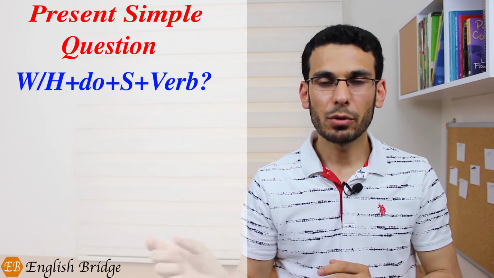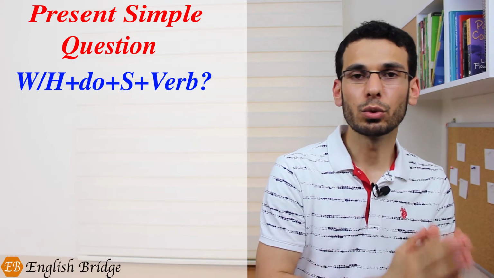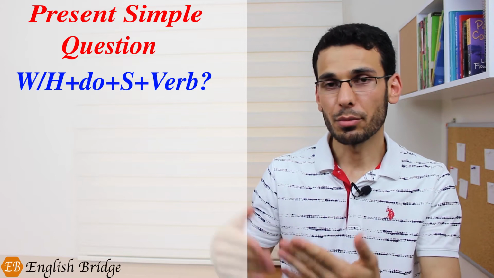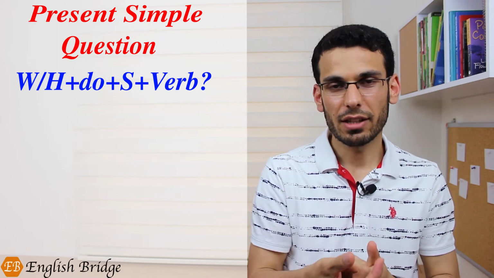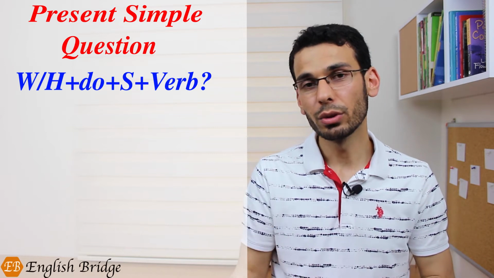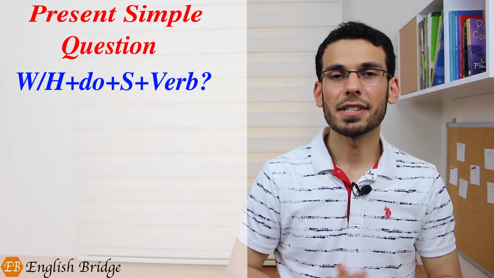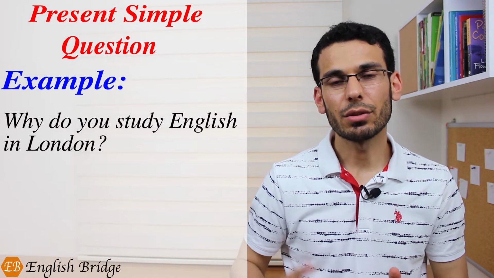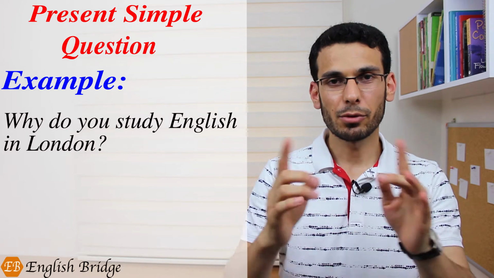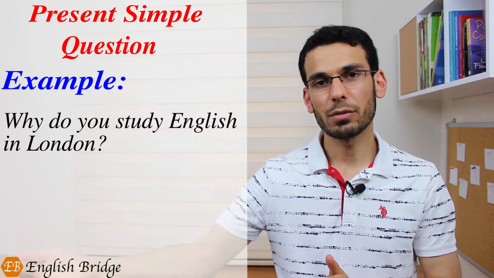WH questions are not that big a difference. You just add a WH word to the beginning of the sentence. So instead of saying do you work, if I want to ask about the place, you say where do you work? So we have WH at the beginning, followed by do, followed by the subject, and after the subject we have the verb. Another example, why do you study English in London? WH is why. After why we have do, and after do we have the subject followed by the verb.